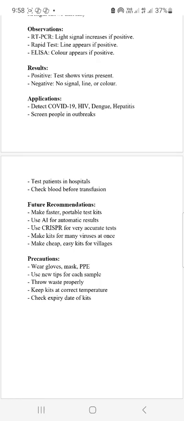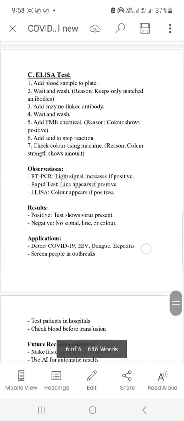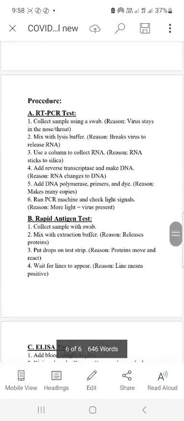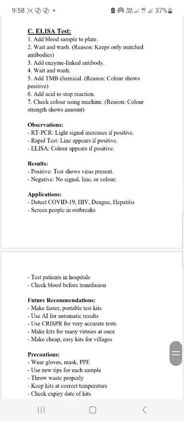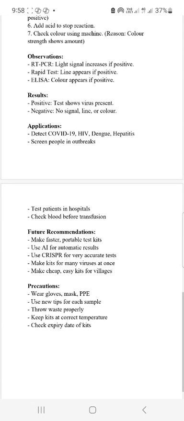These are the precautions that must be kept in mind, but these tests are very beneficial for detecting the viruses that are viral, means they're spreading. Viral means they spread from one person to another. So all these tests are very important. We have seen the procedure, we have seen their application, we have seen the chemistry and everything behind it. That's all for today. Thank you.